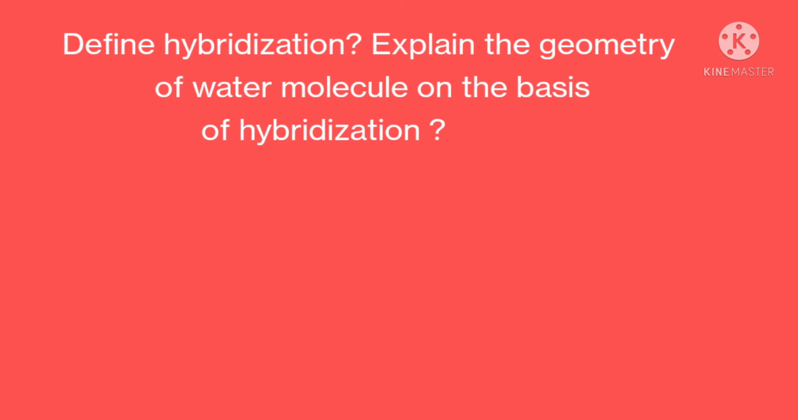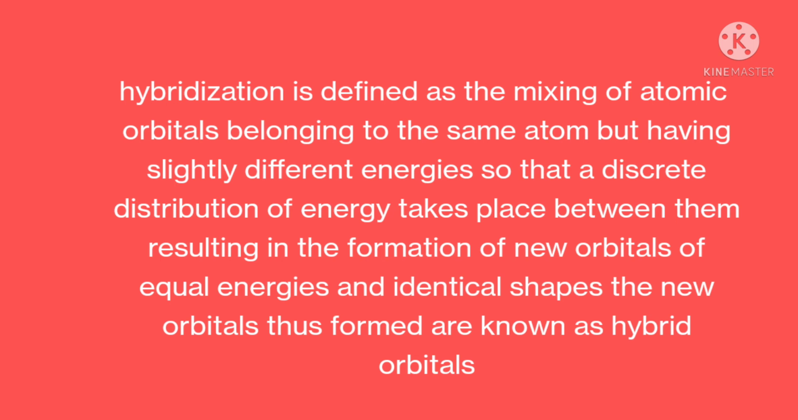Define hybridization. Explain the geometry of water molecule on the basis of hybridization. Hybridization is defined as the mixing of atomic orbitals belonging to the same atom but having slightly different energies so that a redistribution of energy takes place between them, resulting in the formation of new orbitals of equal energies and identical shapes. The new orbitals thus formed are known as hybrid orbitals.